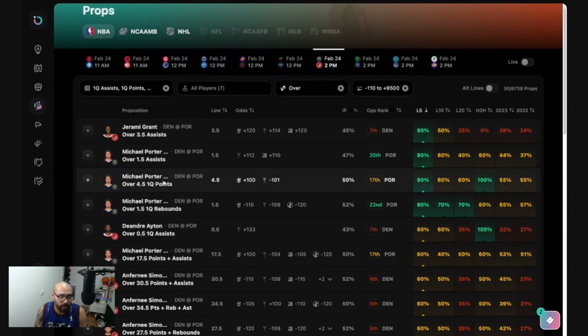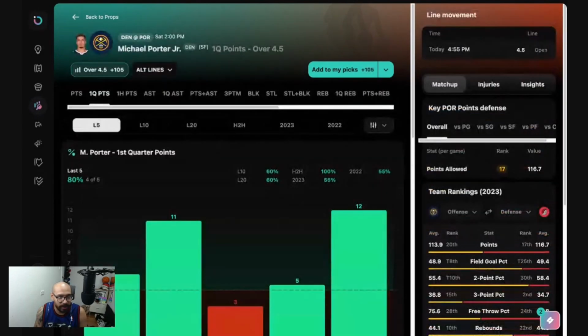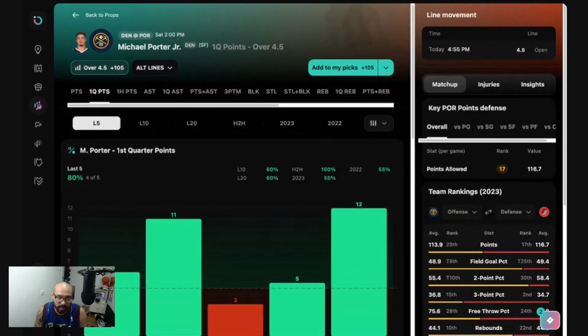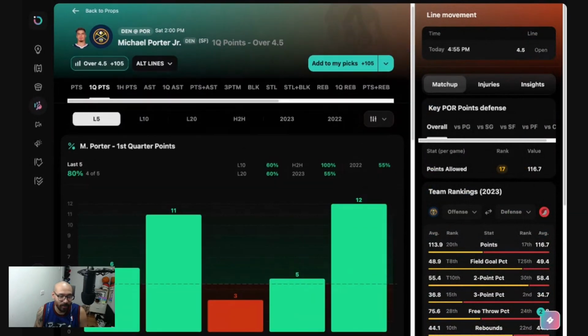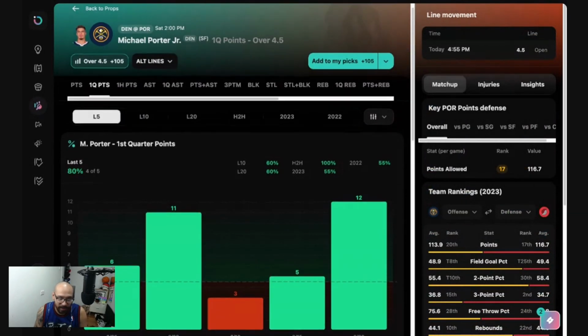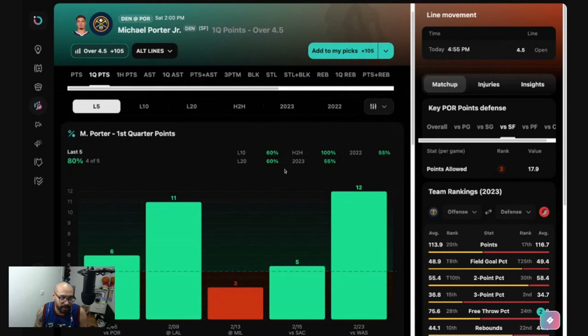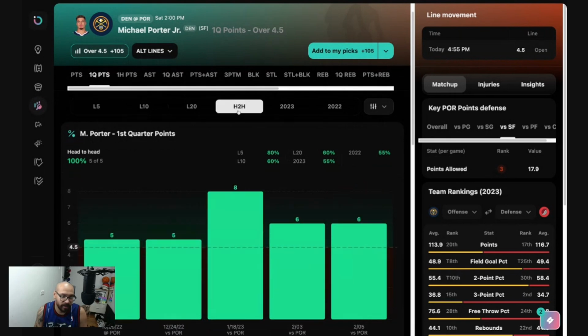Okay, Michael Porter Jr., first quarter point. So MPJ in the first quarter, we might be able to get busy with him. So 4.5 points is his line. You get that for plus money, plus 105. Matchup is difficult. 3rd fewest points allowed to small forwards on the season, but he has hit this in 4 out of his last 5. He's also covered this in 5 consecutive games against the Portland Trailblazers.